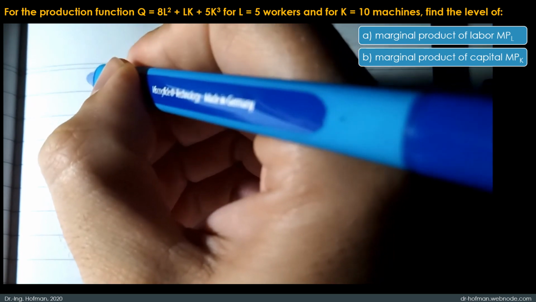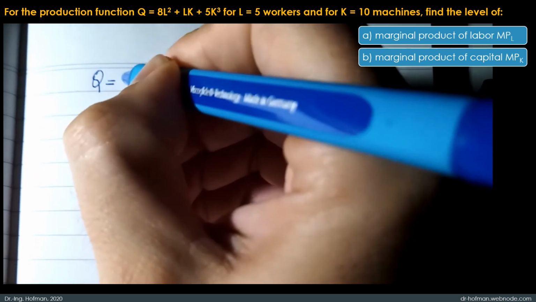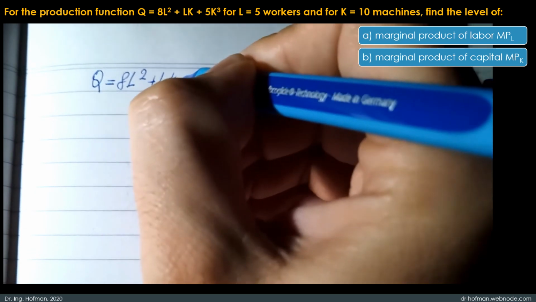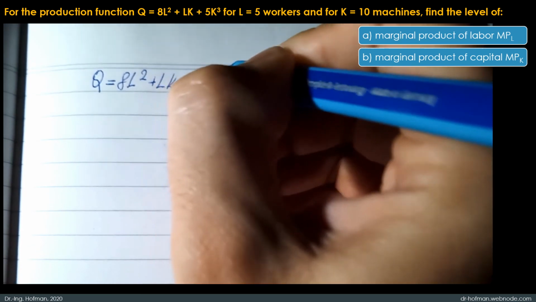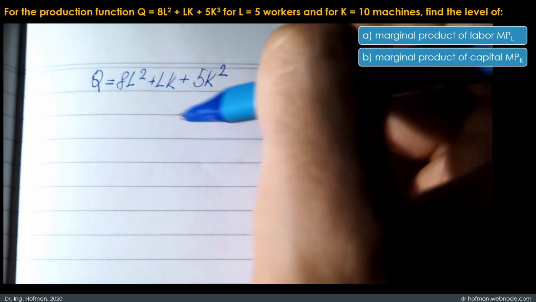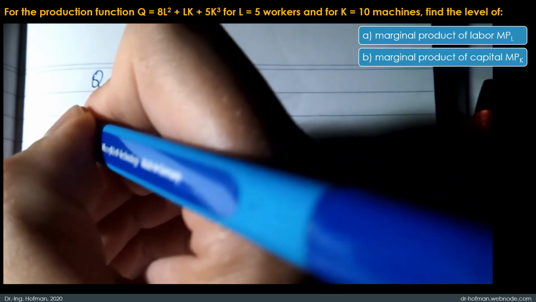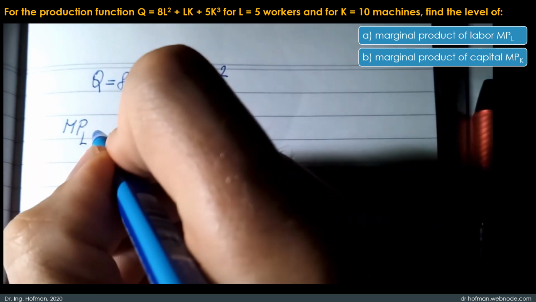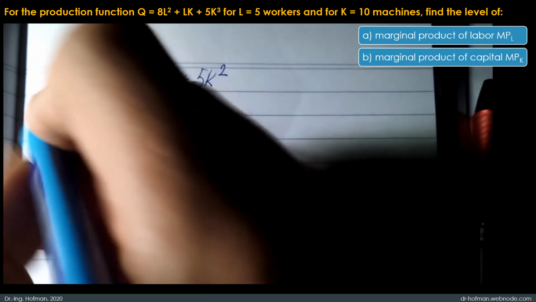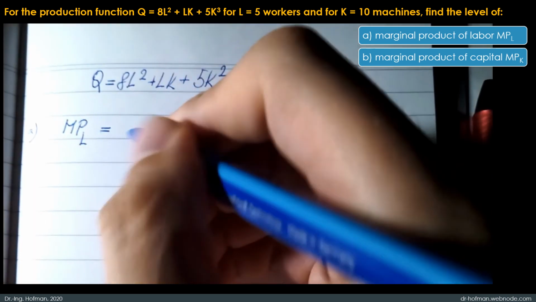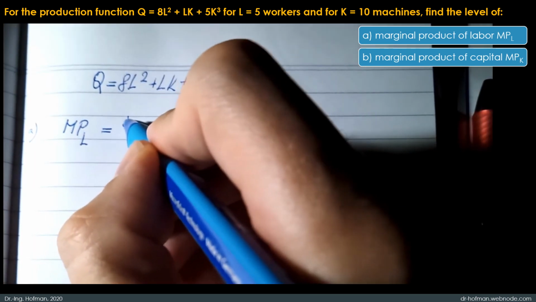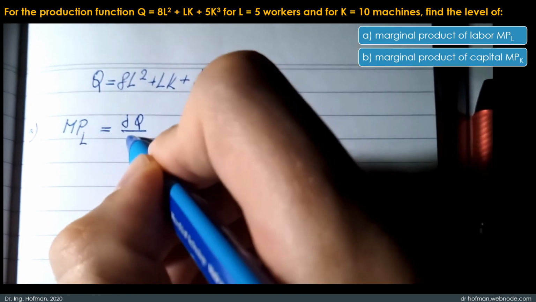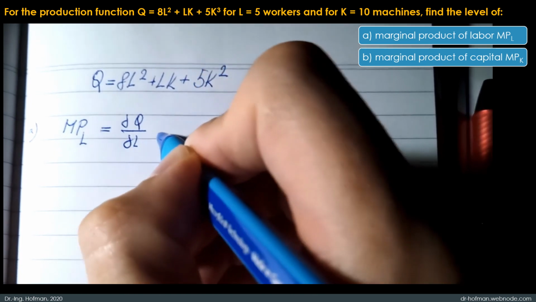Let's have the production function Q equals 8L^2 plus LK plus 5K^3. We also know that we have 5 workers, L is 5, and 10 machines, K is 10. Let's search for marginal product of labor, MPL.